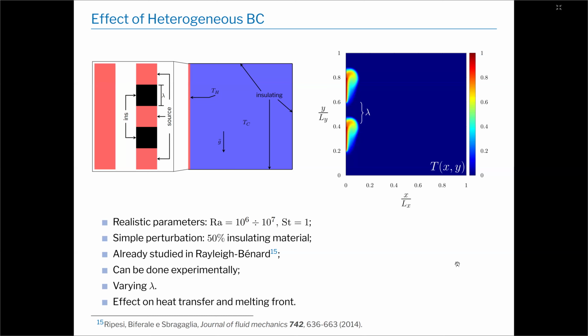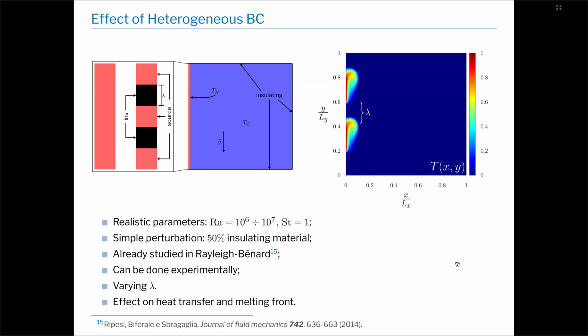Okay, then we decided to do something new, of course. And we did this by inserting perturbation inside of the heating source. This has already been studied for other thermal dynamics problems, but never for melting. So what we did was inserting a fixed percentage of insulating material inside of the heating source and varying the length of the insulating patches.